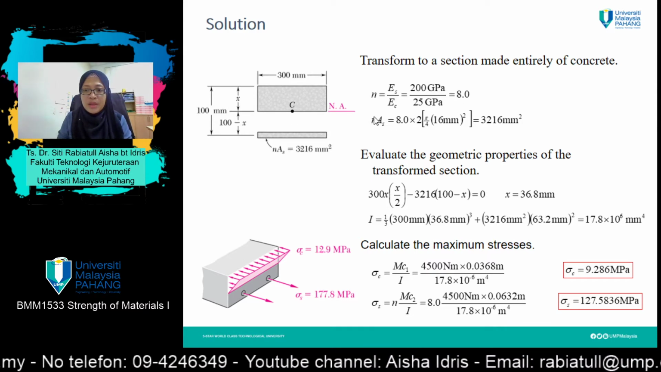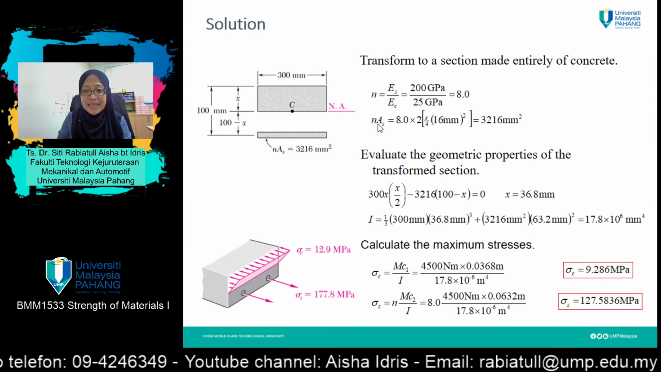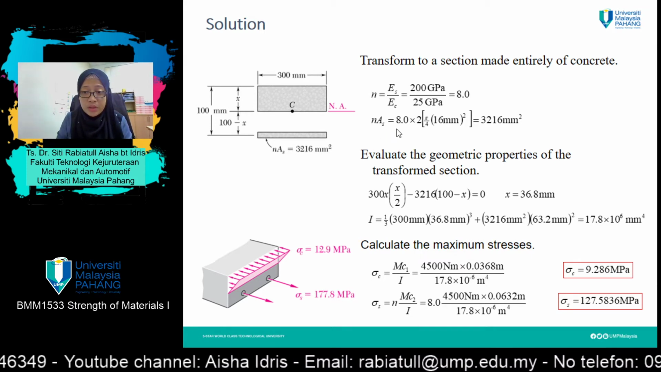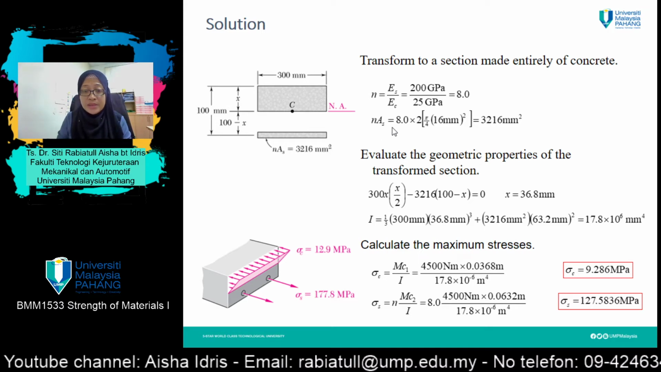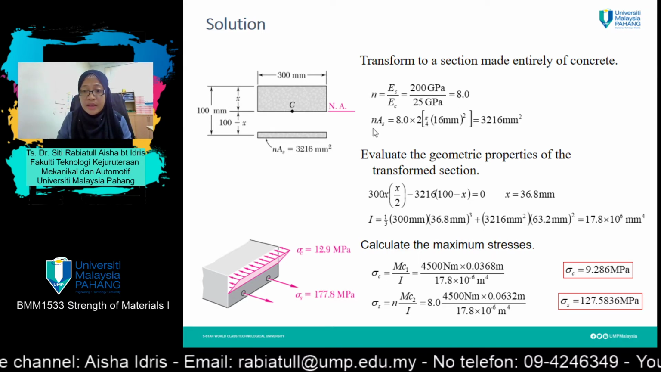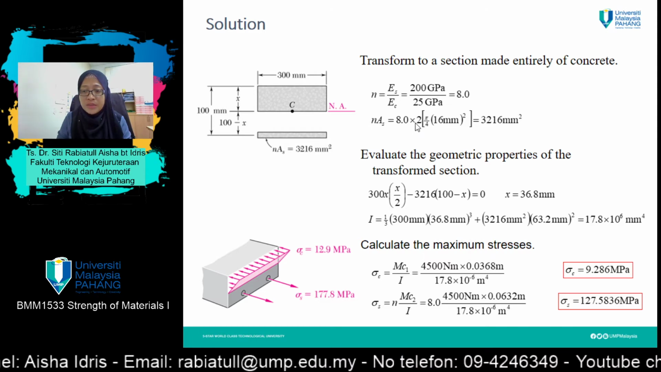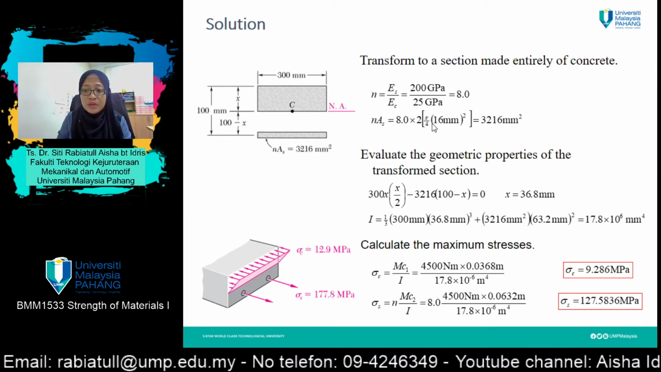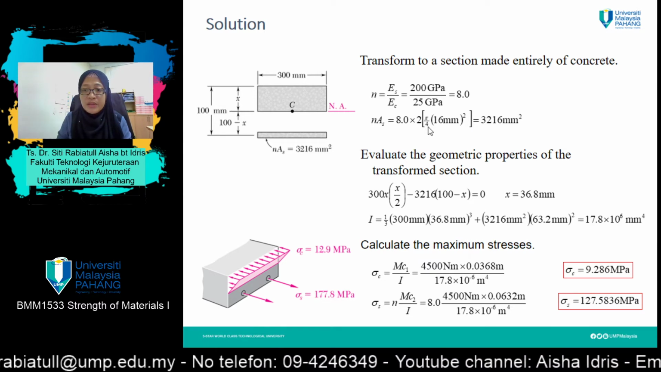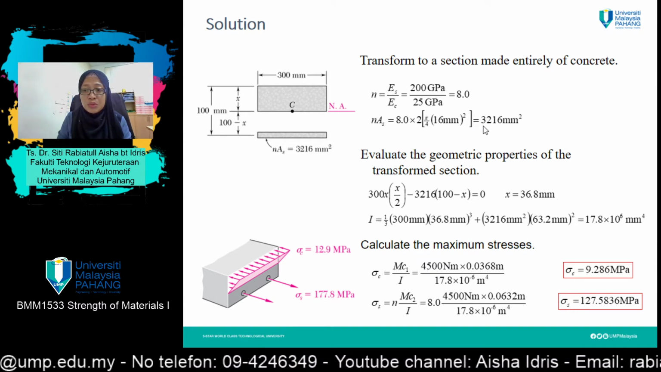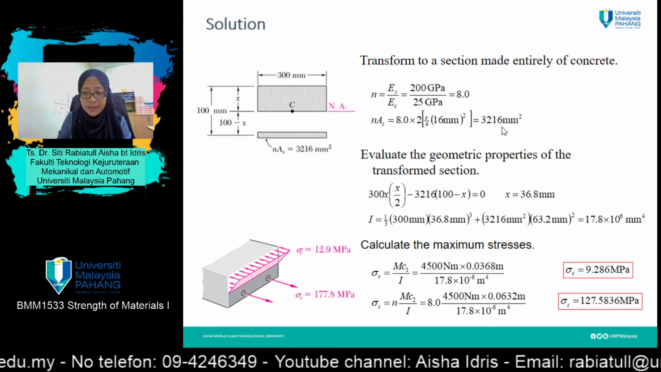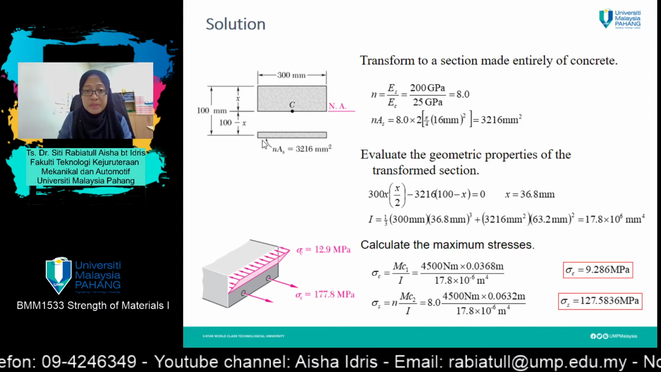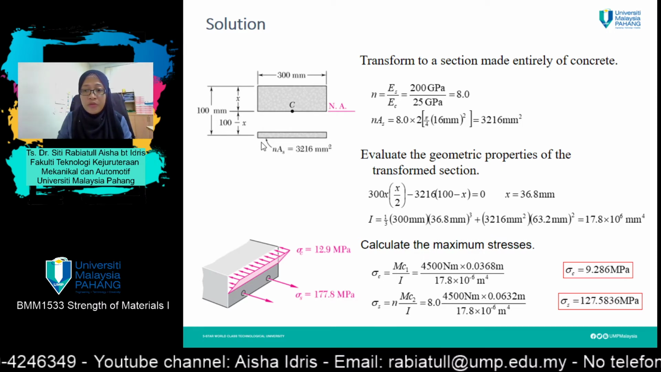So the area for steel is now changing. What is the new value? nAs equals 8 times 2 times 16 mm to the power of 2, times pi divided by 4, which equals 3215 mm square. So this is the transformed section for steel.